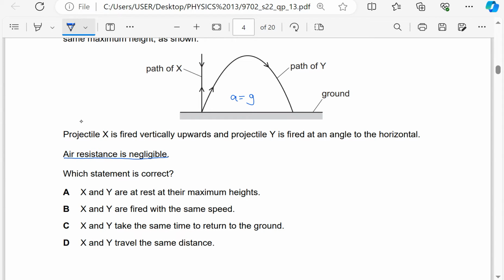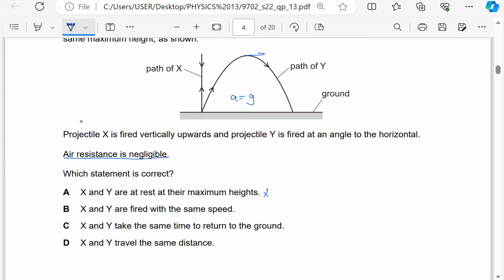X and Y are at rest at their maximum heights. This is not true because for the one projected at an angle, at its maximum height there is a velocity in the horizontal. It has a speed in the horizontal, so it is not at rest. But X, of course, at maximum height, it will be 0.